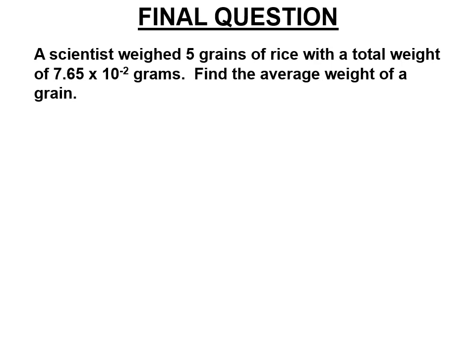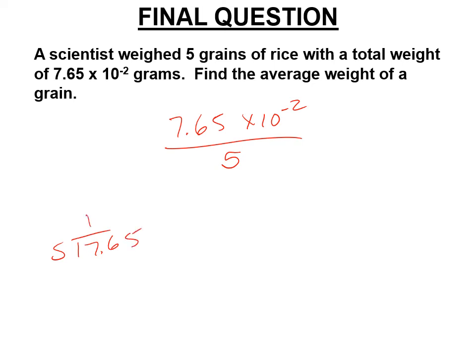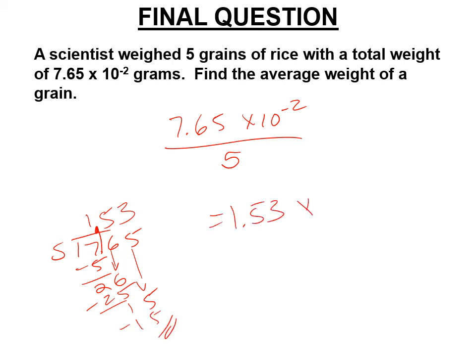So there are 5 grains of rice with a total weight of 7.65 times 10 to the negative second grams. Find the average weight. This is a small number, the weight of a grain of rice, divided by 5. So we're going to actually have to do some work here. 5 goes into 7 once, with a 2 remainder, decimal straight up, 6 straight down, 5 times 5 is 25. Bring that 5 down. And now we have 1.53 times 10 to the negative second, and it's grams.